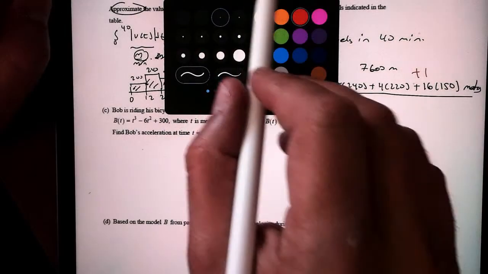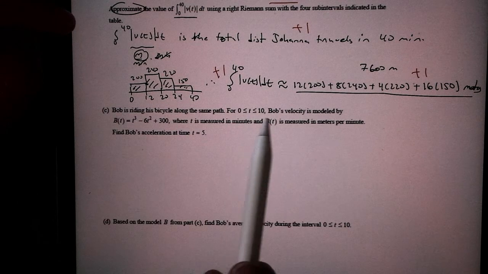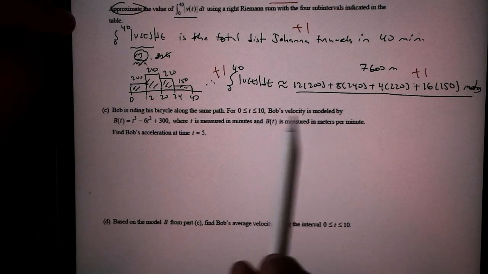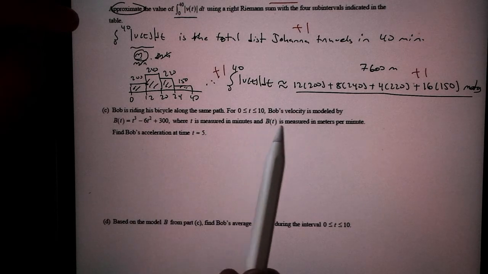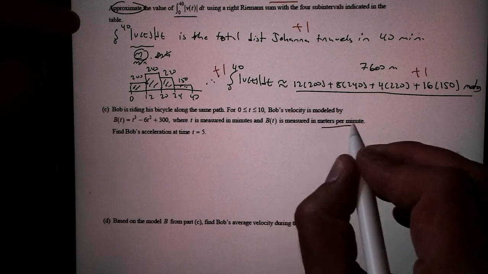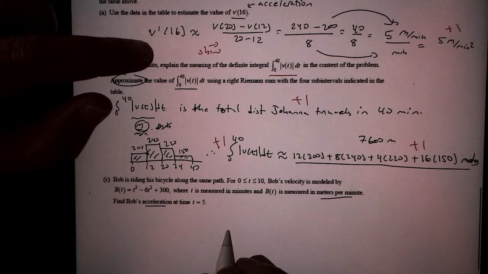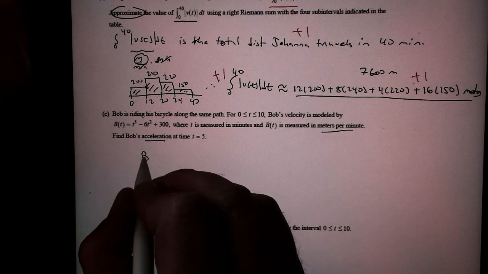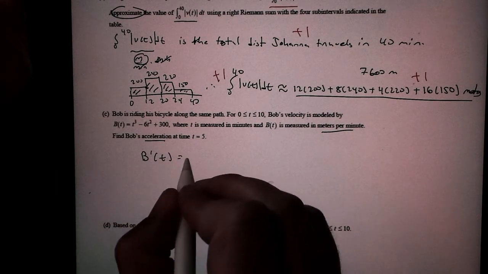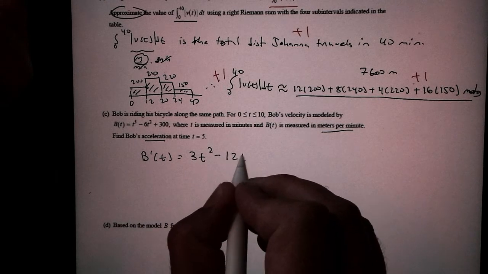Pretty good. All right, Bob. What about Bob? Bob is riding his bicycle on the same path for 10 minutes. Bob's velocity is modeled by our equation right here, where t is measured in minutes and b of t is measured in meters per minute. Find Bob's acceleration. Well, as we talked about above, acceleration is just the derivative of velocity. So we want to get b prime of t, which is going to be 3t squared minus 12t.